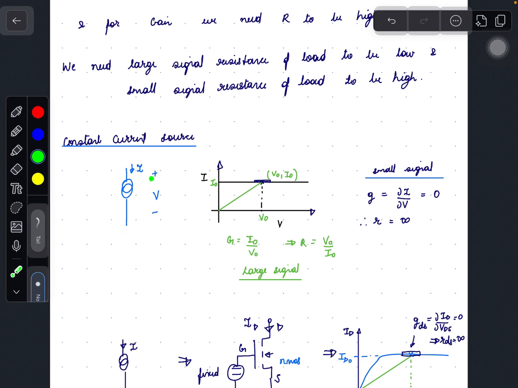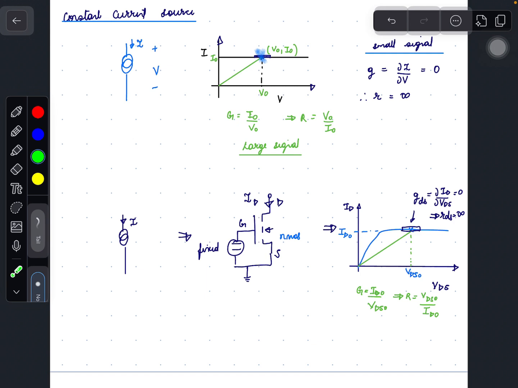This is the symbol of a constant current source. This provides constant current irrespective of the voltage across it, and when operated at this point, the large signal resistance is given by V naught by I naught, and the small signal resistance of the constant current source is infinity, because we can see here that the slope is 0, therefore G equals delta I by delta V equals 0, and hence R, that is the small signal resistance of the constant current source, equals infinity.